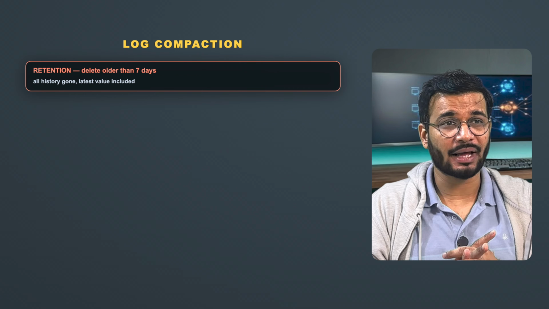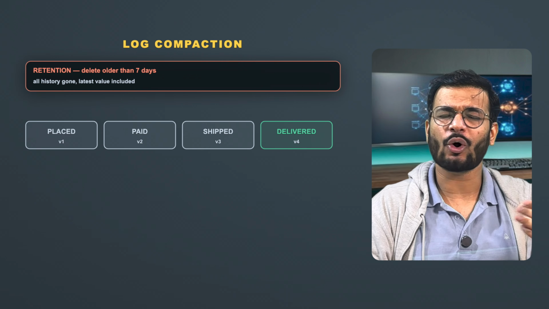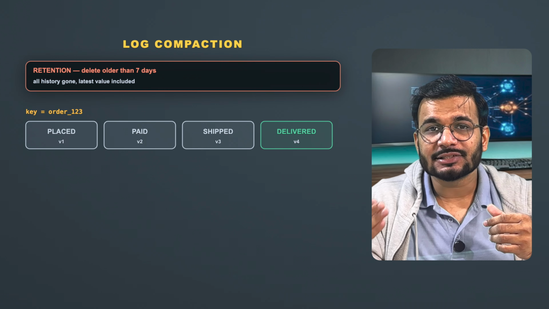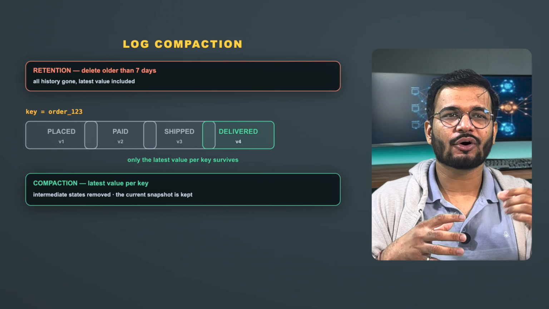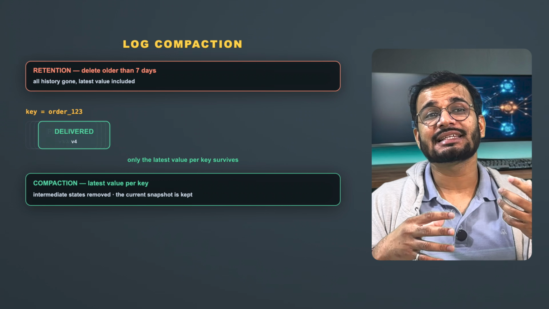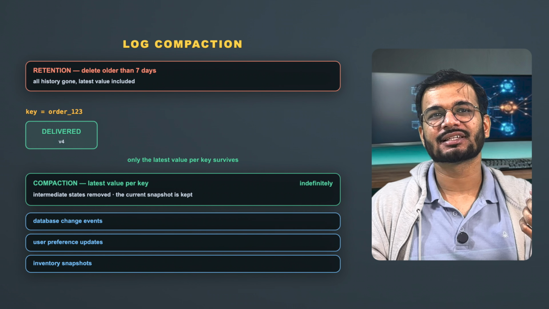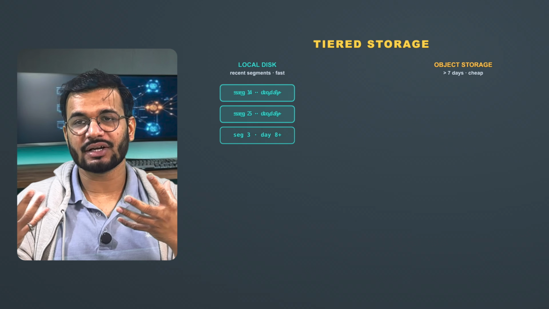Then we have log compaction. The standard retention deletes messages older than 7 days. All history is gone. Log compaction keeps only the latest message per key and deletes the older versions. For example, if we have order status updates where the key is the order ID, only the latest status matters. The compaction removes the intermediate states but retains the full current snapshot indefinitely. This is used in database change events, user preference updates, and inventory snapshots.